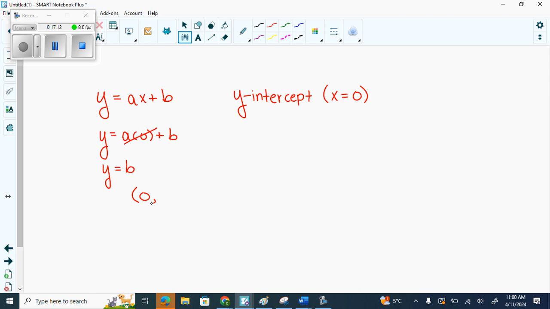Sorry, and then what was the y-intercept? Our y was b, which made this our y-intercept. And that's why it is the y-intercept, because when you fill x equals 0 in, you get b as the y value. Ta-da! Skies open, angels come down, singing.